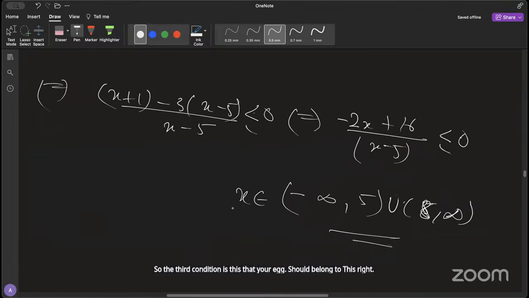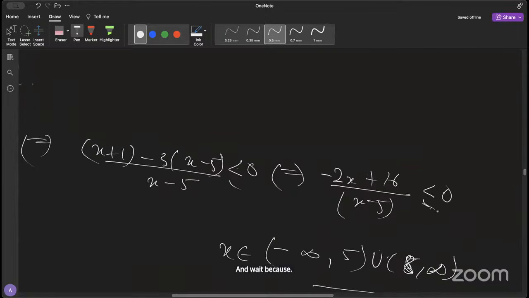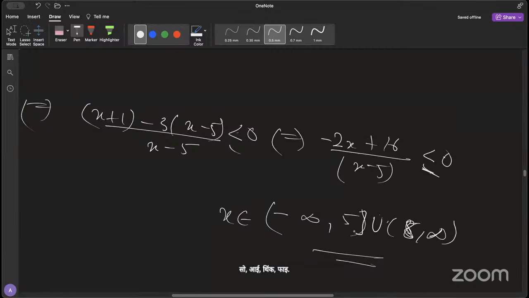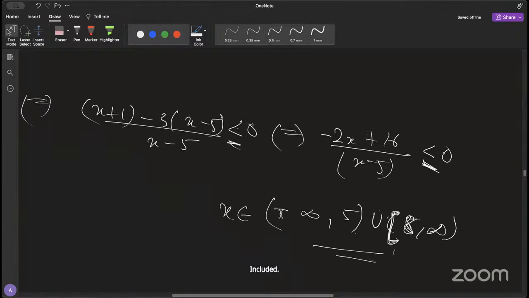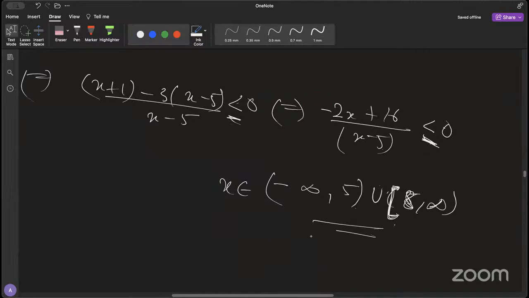And wait, because we have an equal to sign here, I think 5 should be included and 8 should be included as well. No, ma'am, 5 will not be included. Okay, 5 is in the denominator, right? Yes, ma'am. So 8 should be included. Yes, ma'am. So the final interval will be 8 to infinity. Right. So this is from condition 3.